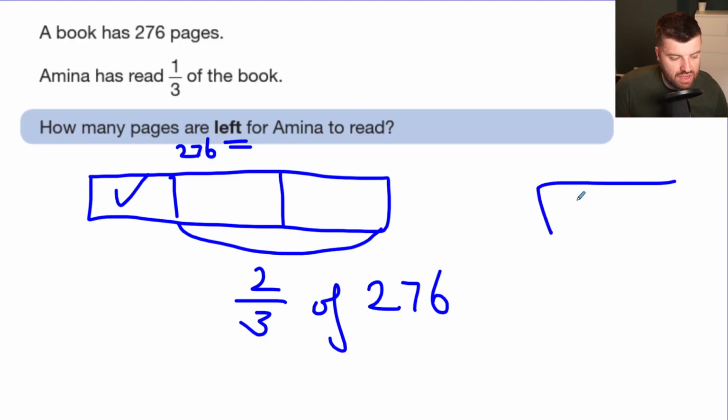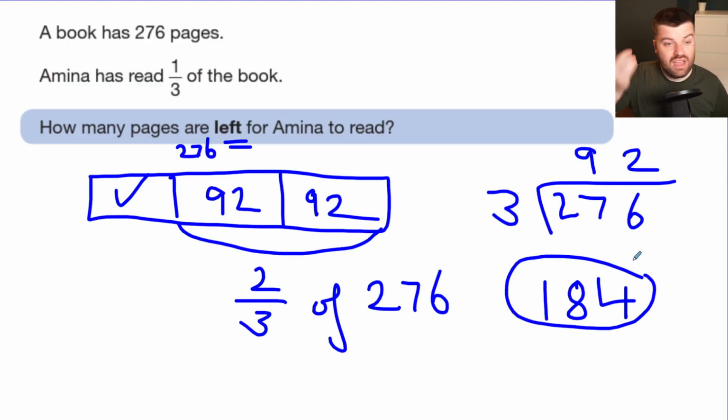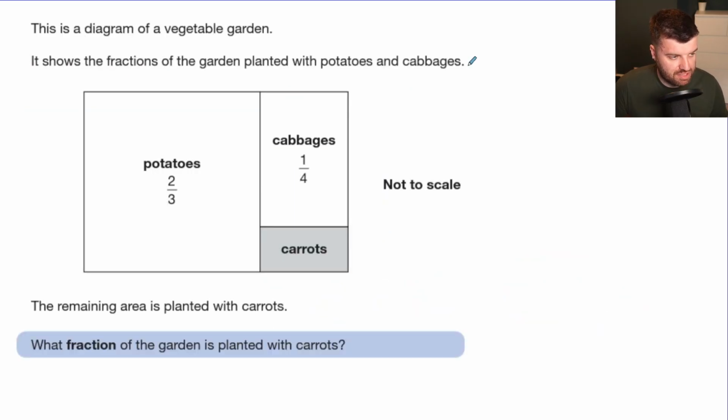So to start with, we're going to divide 276 into 3 equal groups. So 276 divided by 3 gives us 92. And then once we know each box is worth 92 for each third, we need 2 of them because that's what's left, 2/3, and we get 184 as the answer. A classic fraction of an amount question, guys. It's just that we didn't want 1/3. We can't just read the numbers and guess. It's actually 2/3, and that's why it's a problem-solving question.